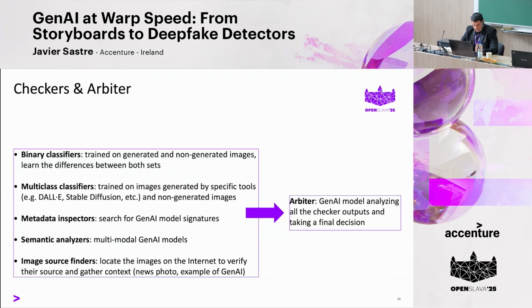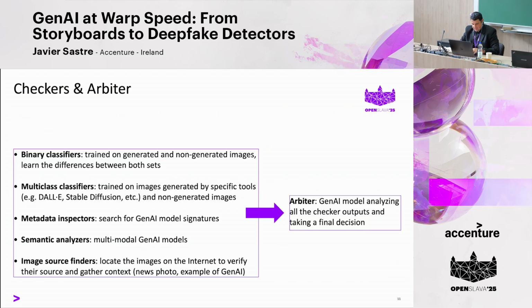And finally, we also have image source finders. So these tools are like a Google search, but for images. We are going to try to locate the image, if possible, on the internet, to try to use the context of the source. For instance, if the image was a photograph from a newspaper, it could look like it's not generated, right? It comes from a reputable source. Or perhaps the image came from a web page that is precisely talking about generative AI and is giving you this image as an example of a generated image.